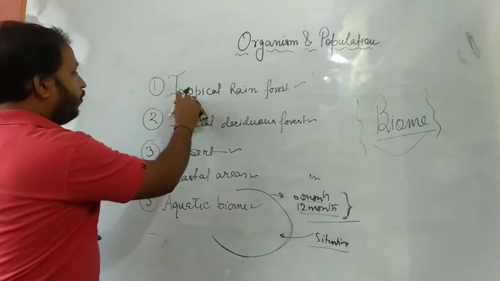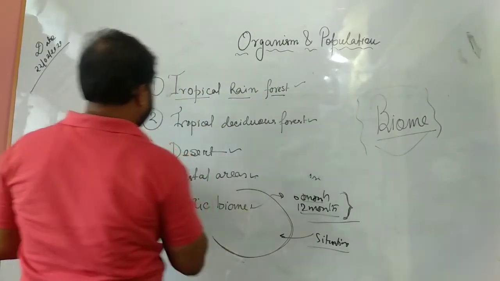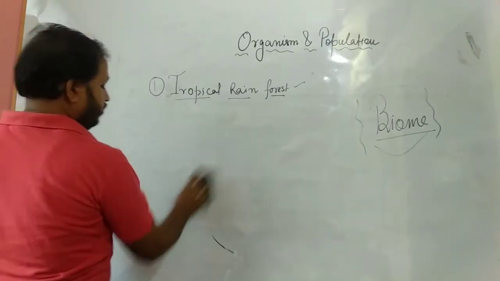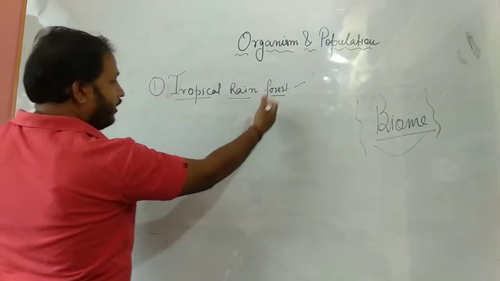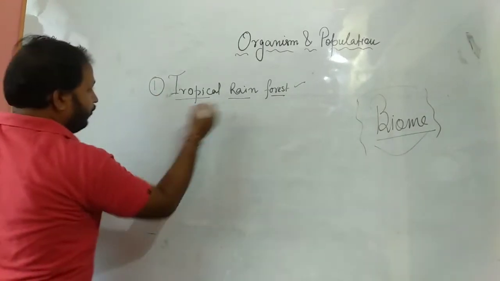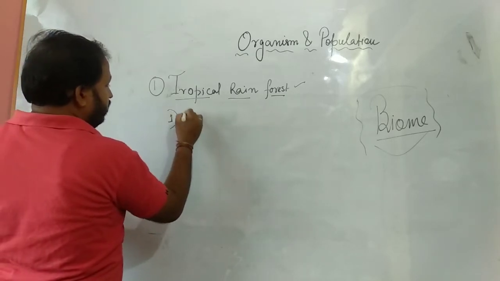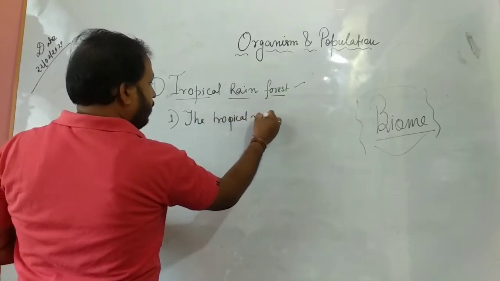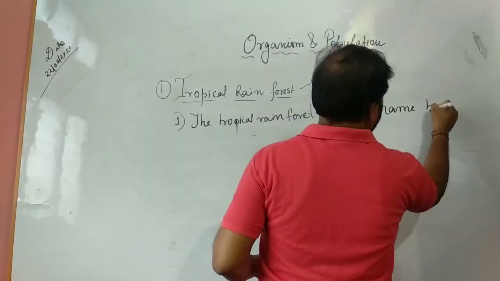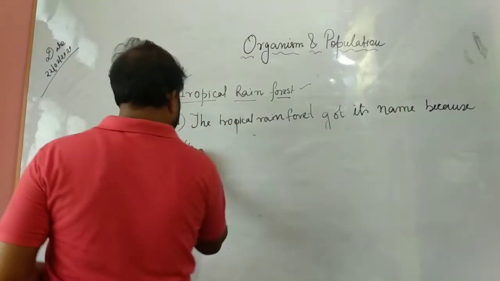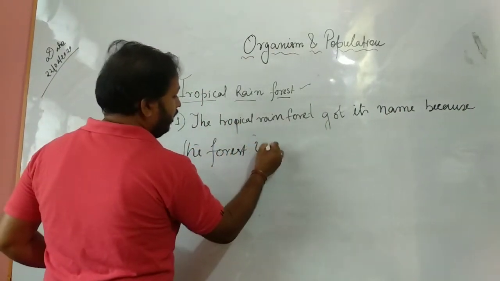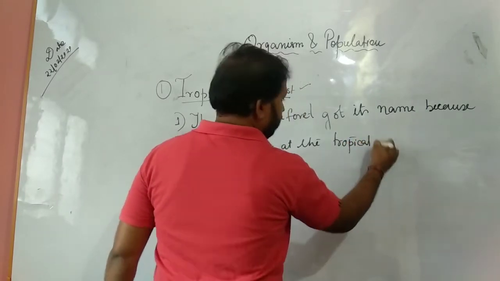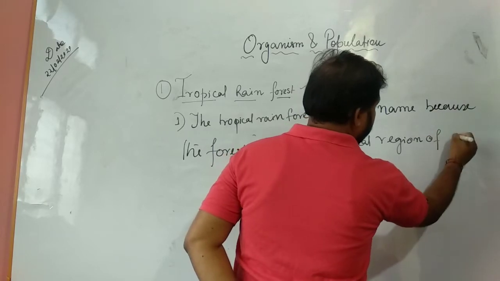First is tropical rainforest. First I will write down the characteristics of tropical rainforest, then I will make you understand what exactly tropical rainforest is. The first point is that the forest lies at the tropical region of India.